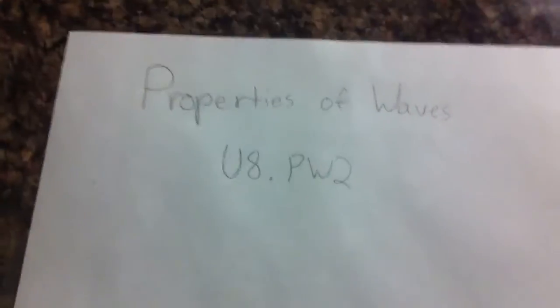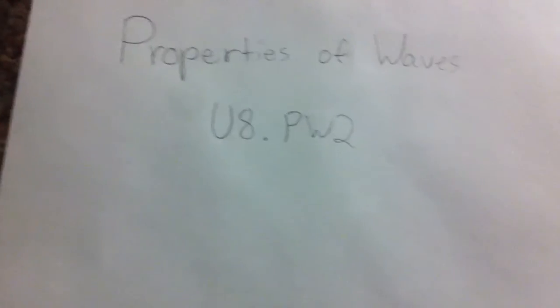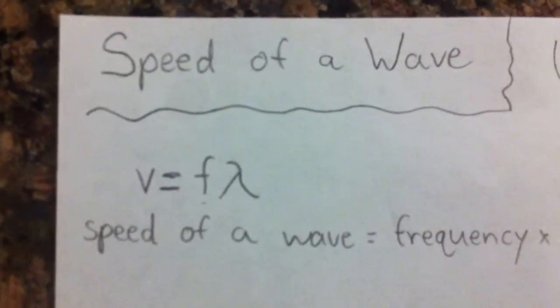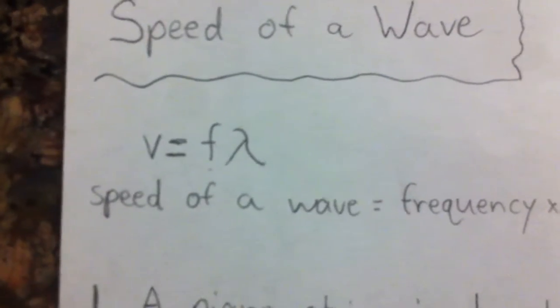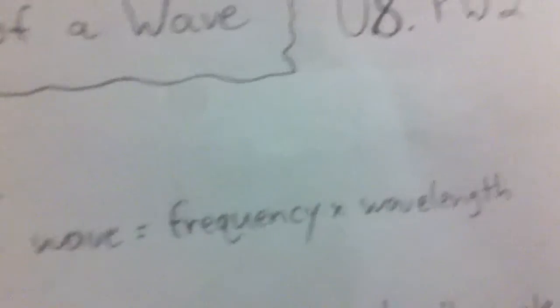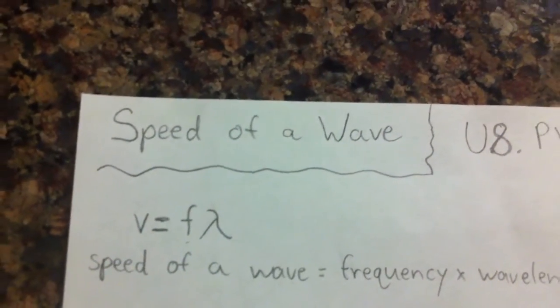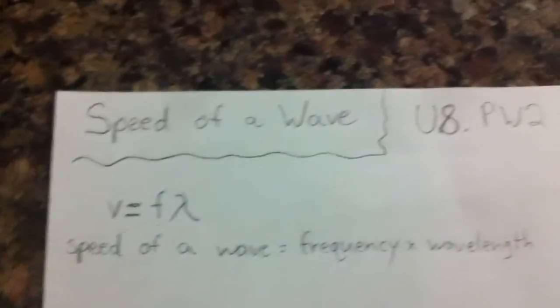U08.PW2 Properties of Waves, where we will try to solve sample problems using the wave speed equation. So let's do this. The wave speed equation is v equals f lambda, which really is just speed of a wave, or velocity, equals frequency times wavelength. So using that equation, we can find the velocity, the frequency, or the wavelength with our given variables. So let's try out a problem.